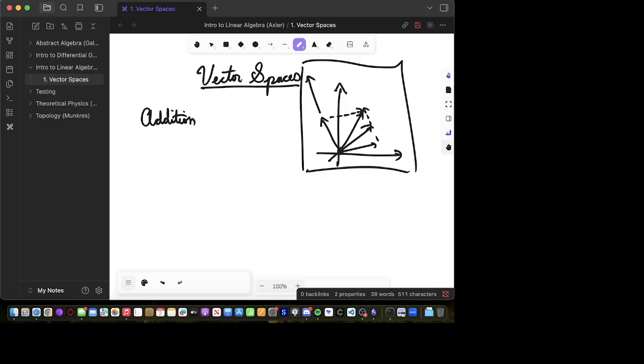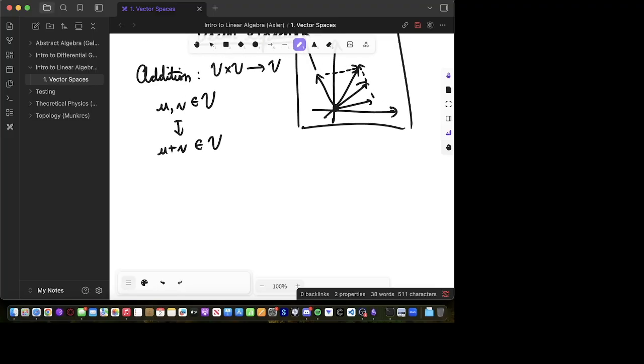Addition is a function, so let's say we have 2 elements in a set. It's mapped to an element u plus v. So 2 elements get mapped to 1 element. It takes in 2 elements from V, and it spits out an element in V. So for example, if we have elements 1 and 2, perhaps the addition function may spit out 3.